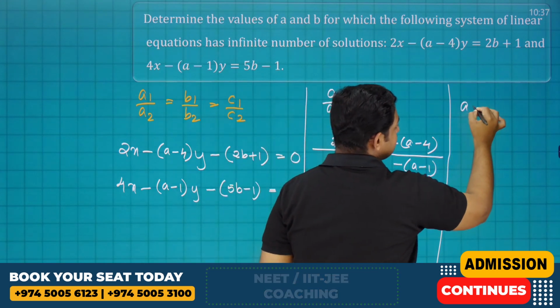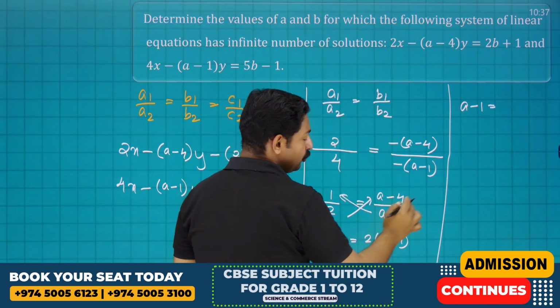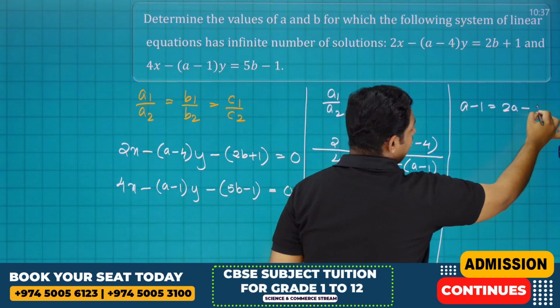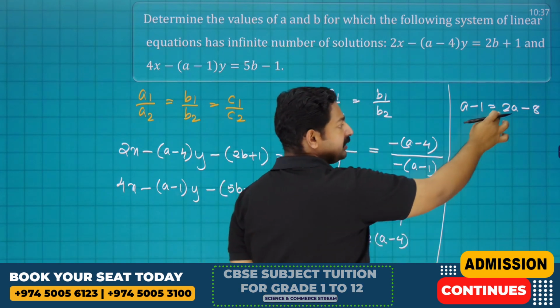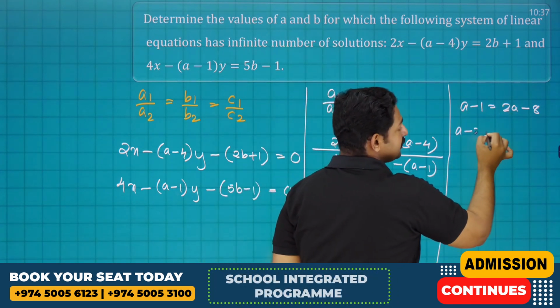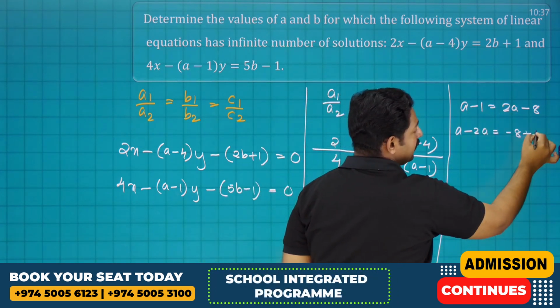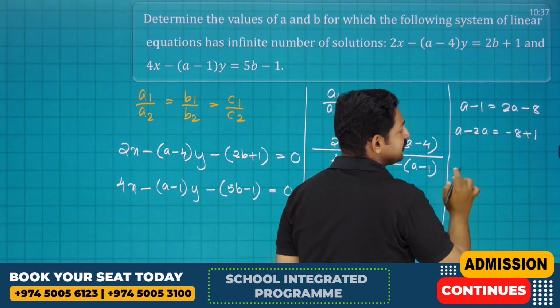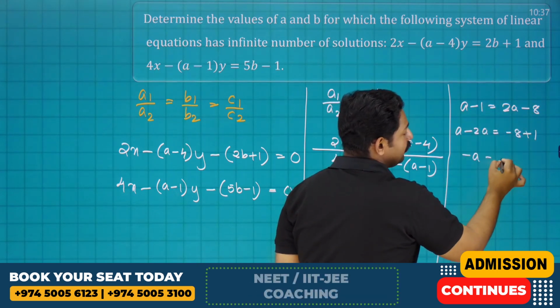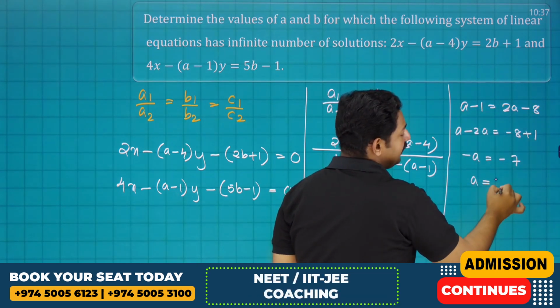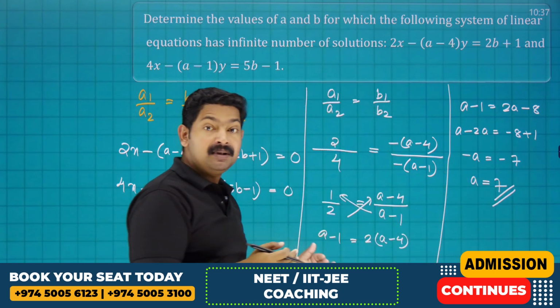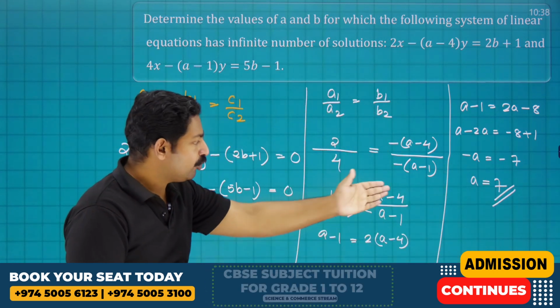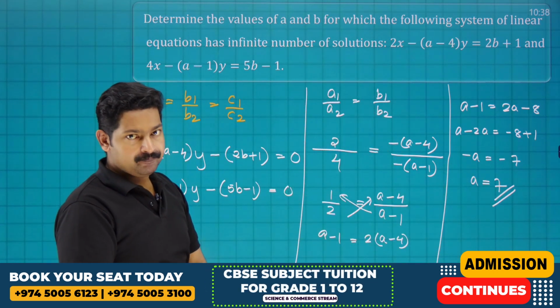So A minus 1 is equal to 2A minus 8. Okay, if you bring this 2A to the left side, A minus 2A is equal to minus 8 plus 1. When you bring minus 1 to right side, it is plus 1. So minus A is equal to minus 7. You will be getting A is equal to 7. So simply you got the value of A, right? So you got the value of A equal to 7.